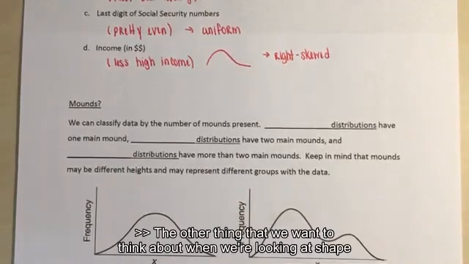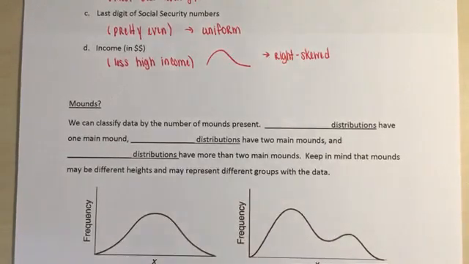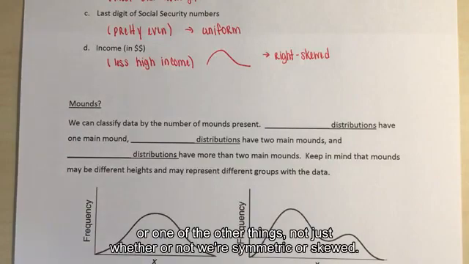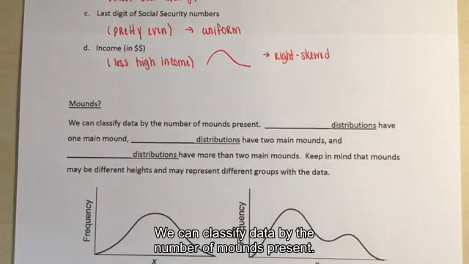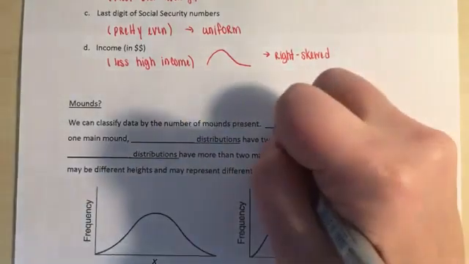The other thing that we want to think about when we're looking at shape, or one of the other things, not just whether or not we're symmetric or skewed, we want to be looking at how many mounds are present. So we can classify data by the number of mounds present.